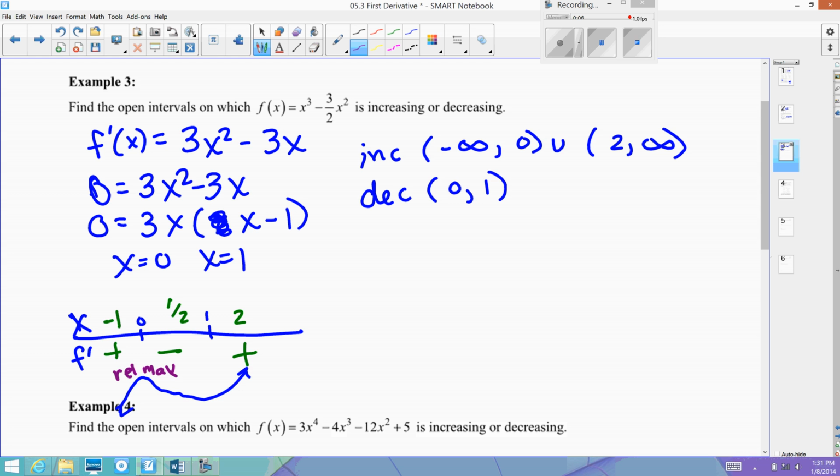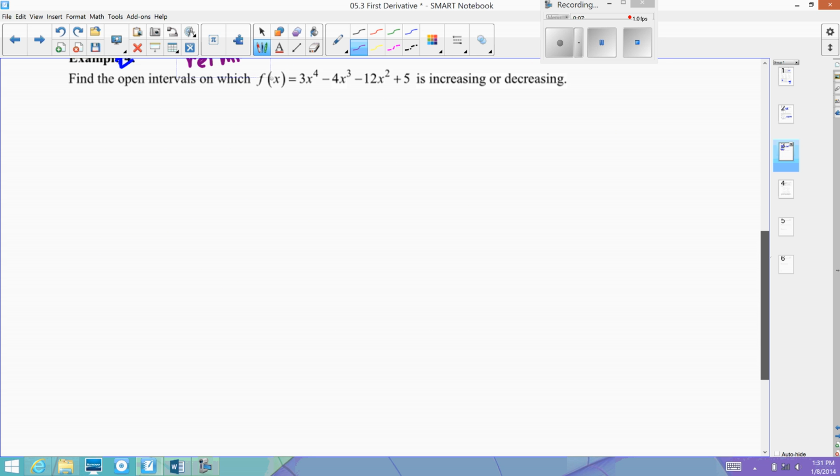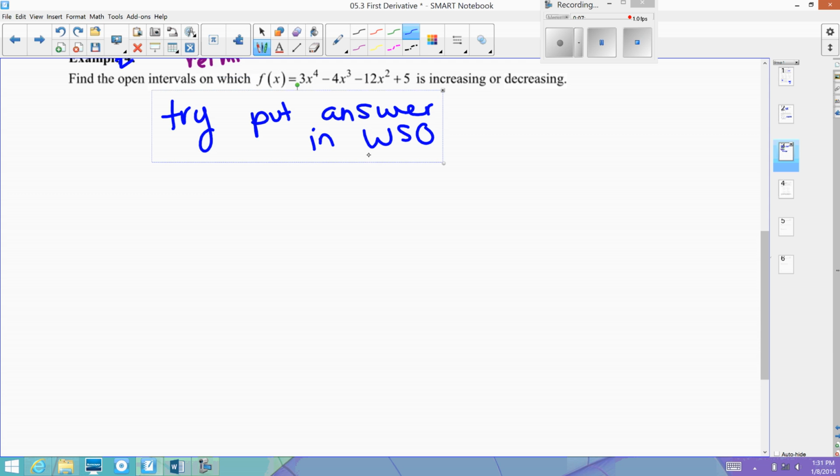And if it's changing from decreasing to increasing, there's got to be a relative minimum value there. And we'll get into that. But first, just practice with this. So find the intervals on which this is increasing or decreasing. This shouldn't be too tough of a problem. I'd like you to try this, okay? And I'd like you to put your answer in the whisk. Just tell me the intervals on which it's increasing and decreasing, because it's not going to be a constant function.